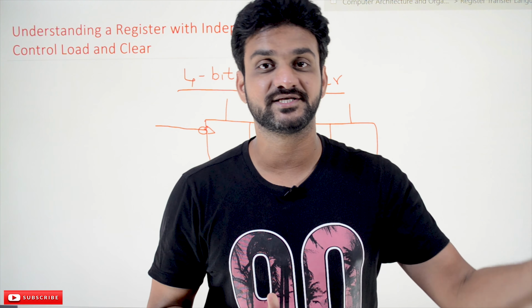Initially we will consider that this is a negative edge triggered clock, and assume that the speed of the clock is 1 megahertz. 1 megahertz is the speed of the clock, which means that every second it is going to generate 10 to the power of 6 clock cycles.